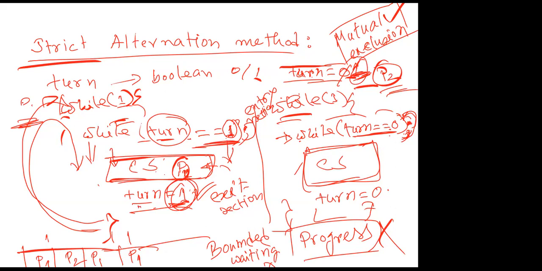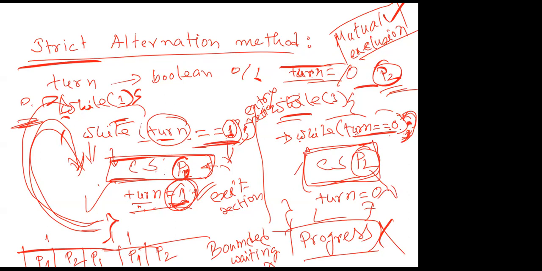P1 completes its critical section. Again, it cannot enter this critical section while process P2 is waiting. Let's check again. P2 is scheduled by the operating system, and here it will check the while condition, turn equals 0. No, turn is not 0; turn is currently 1. So P2 will enter this critical section, and then it will make the turn value 0 again.